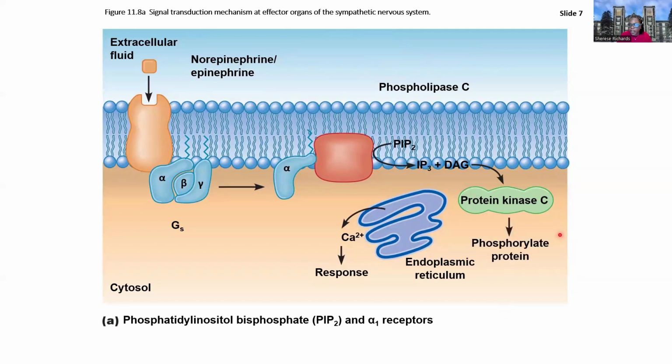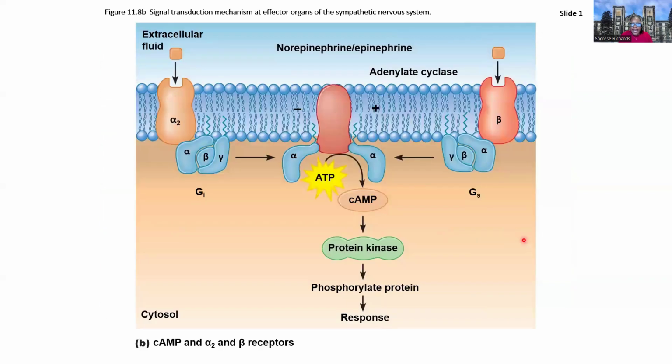Okay, so again, here that would be phosphorylating a protein, which can either turn it on or off, that allosteric phosphorylation, allosteric regulation that we discussed earlier. So that's the alpha 1 receptor, and it is unique in that it's the only one that uses PIP2. It's the only one that results in IP3 and DAG.